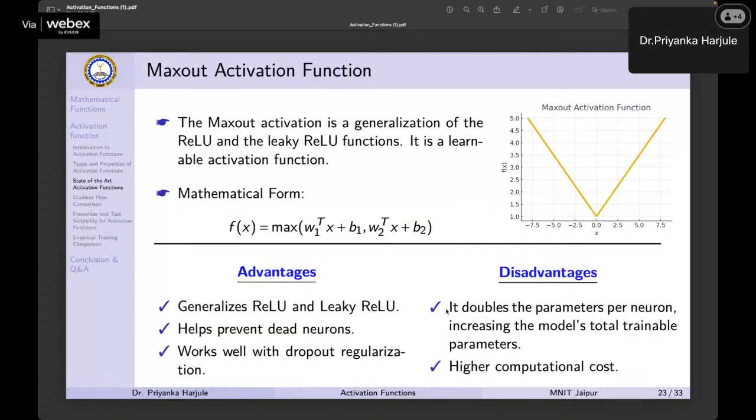So maxout is also preventing dead neurons, because it is avoiding the fact that in ReLU neurons could die if they always output zero. Maxout avoids this because at least one linear function out of these will be selected, and they keep outputting a non-zero value. And it works well with dropout also. Dropout randomly turns off neurons during the training.